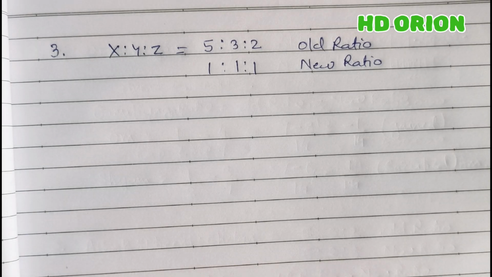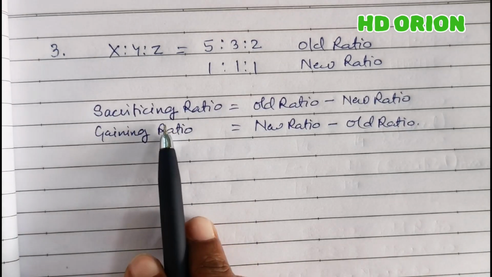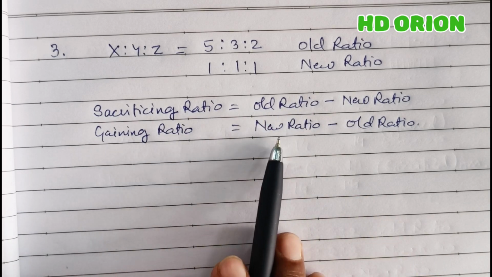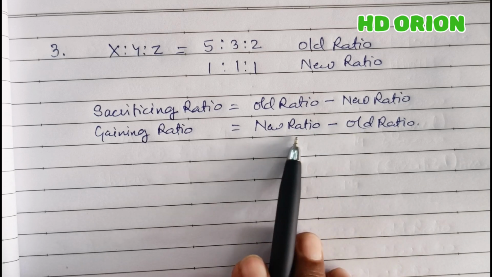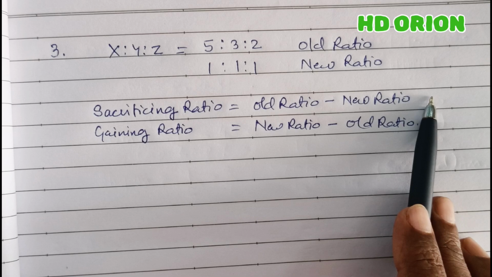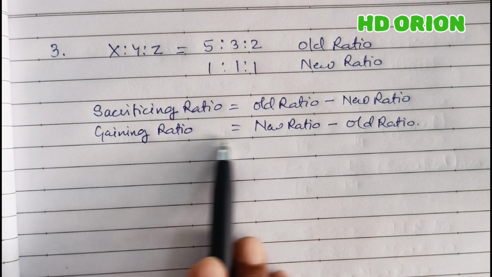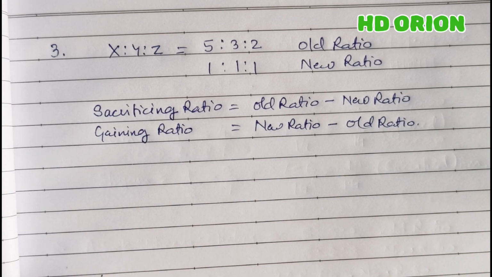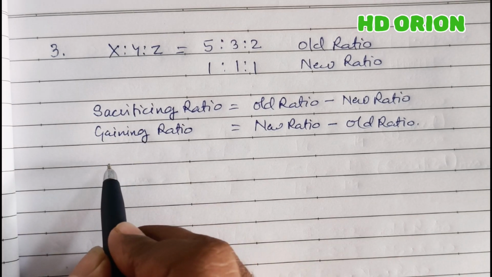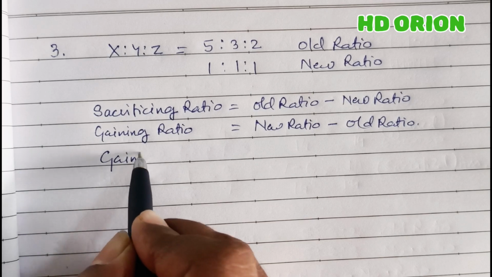You can also get the answer when you calculate the gaining ratio, not the sacrificing ratio. So you can use either of the formulas. Sacrificing ratio is equal to old ratio minus new ratio, whereas gaining ratio is equal to new ratio minus old ratio. It is just the reverse. And if you get the sacrificing ratio in negative, then it is a gain. And if you get the gaining ratio in negative, then it is a sacrifice. Fine. So let us now use this formula, gaining ratio. Let us calculate the gaining ratio.